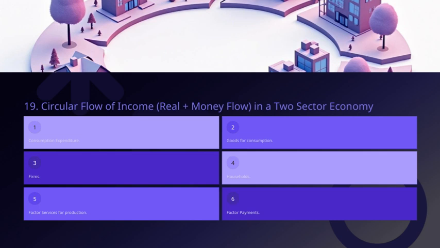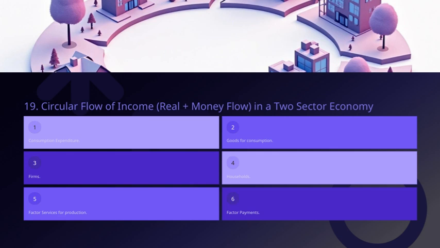These payments are the income that households earn from providing their factors of production. Households then use this income to purchase goods for consumption, indicated by the arrow labeled consumption expenditure. This creates a flow of money from households back to firms, completing the cycle. On the other side, firms produce goods and services that households buy, fueling the economy. This cycle, real flow of goods and services and money flow of payments, is fundamental in understanding how income circulates within an economy. It highlights the interconnectedness of households and firms and how their exchanges sustain economic activity.